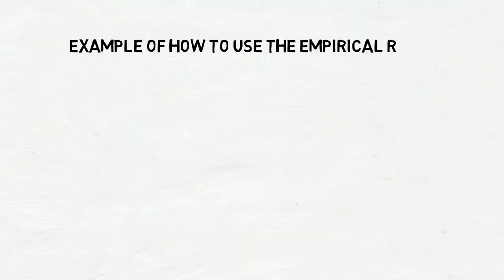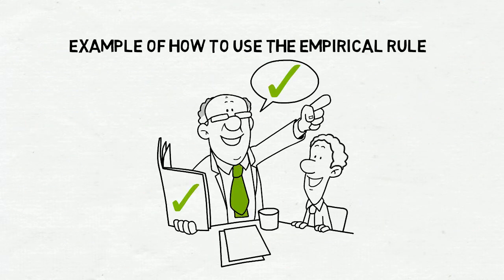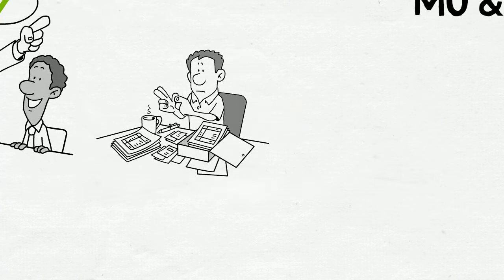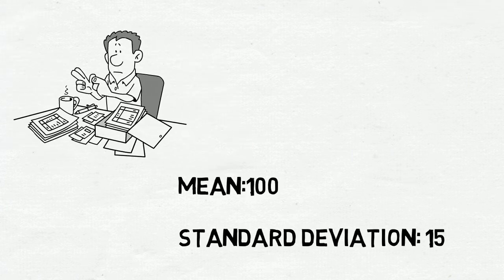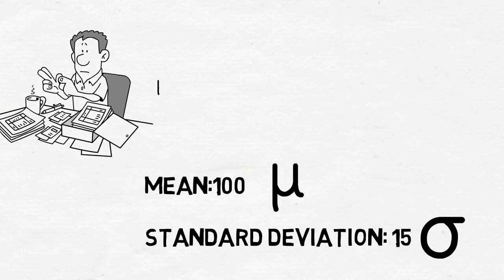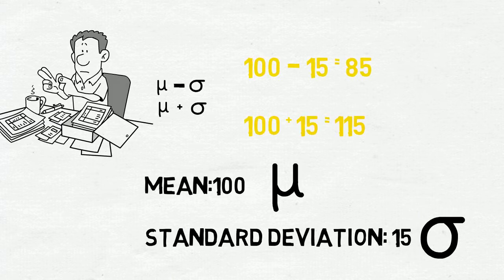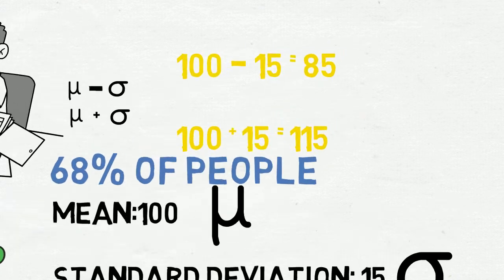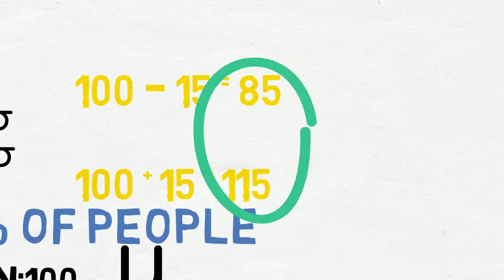Now let's see an example to make it more clear. Let's take the max scores of the students. Let's assume their mean is 100 and the standard deviation is 15. So while applying these values to our formula, mu minus sigma equals 100 minus 15, which is 85. Similarly, mu plus sigma is 115. With this, we can conclude that 68% of the people have max scores between 85 and 115.